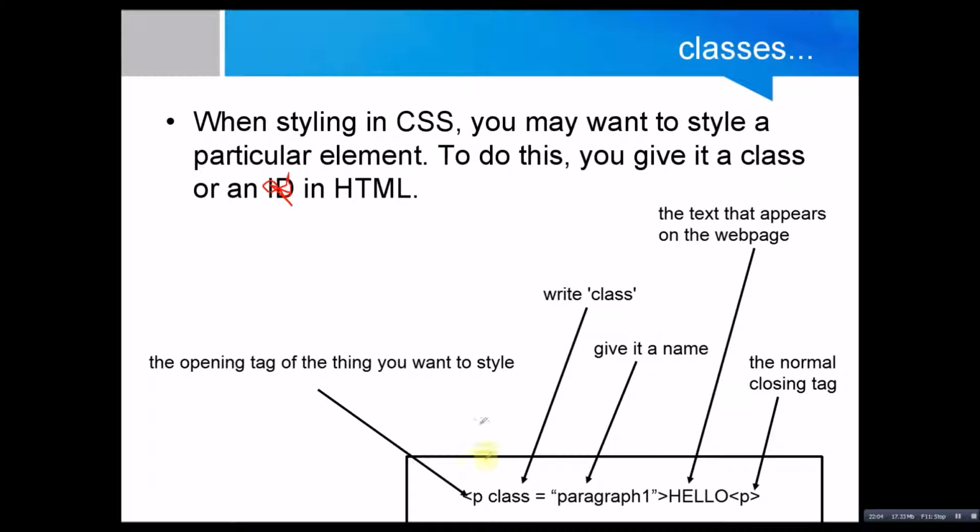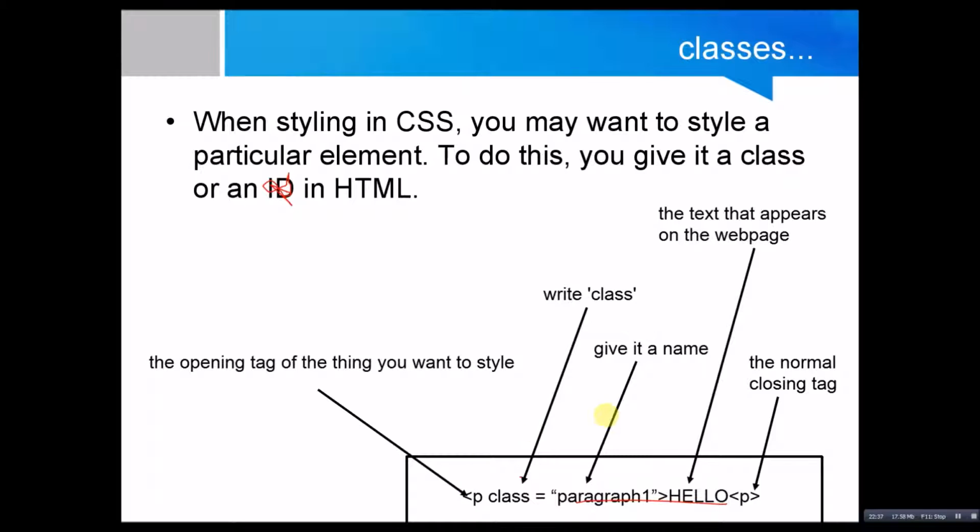Now, normally you just put P as a tag, then you put the text, and then you close it. But if you want to style just this one particular thing, you basically give it a name, and then in the CSS, instead of writing P, you write the name and then the opening curly bracket. So here we've given it a class of paragraph 1. So then in CSS we'll write paragraph 1, opening curly bracket, and it'll style the words hello on our web page. So this is the opening tag of the thing we want to style, and this is the right class.